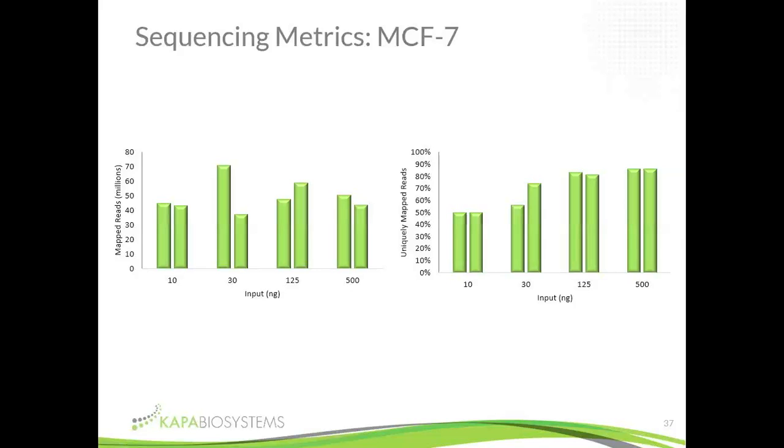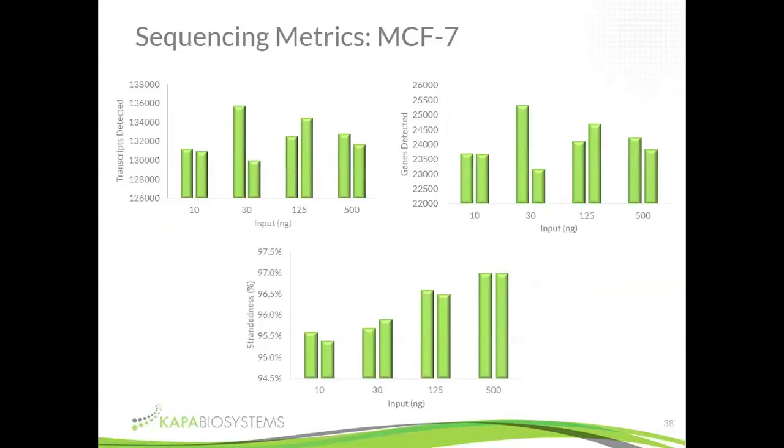We also examined the number of genes and transcripts, which was found to be consistent across inputs. The lower figure shows the strandedness. And again, this is maintained within the 95 to 75% range.